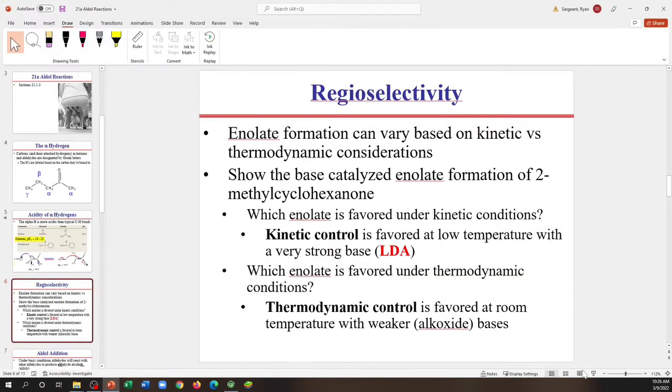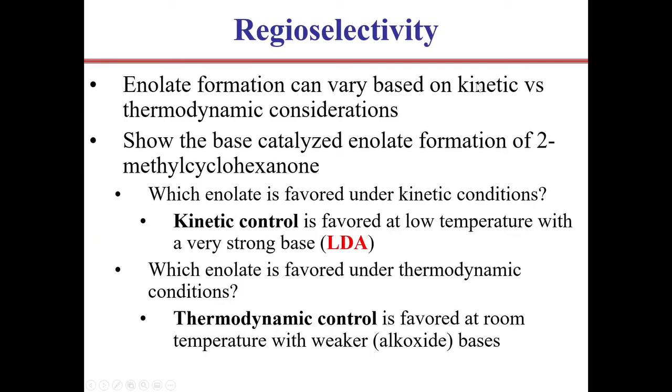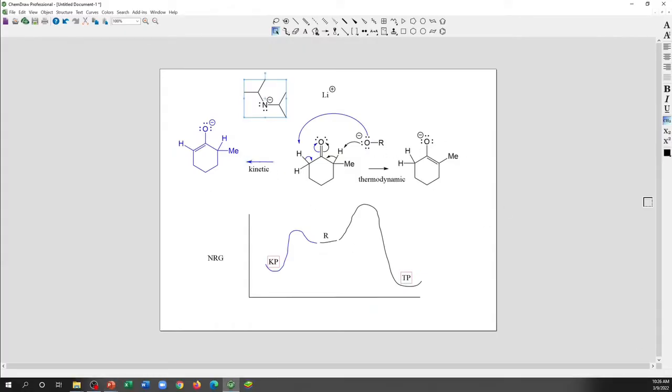So the take home on all of this is enolate formation can vary based on kinetic versus thermodynamic considerations. So then I wanted you to show the mechanism for the base catalyzed enolate formation of 2-methylcyclohexanone. And that's exactly what we did right here.